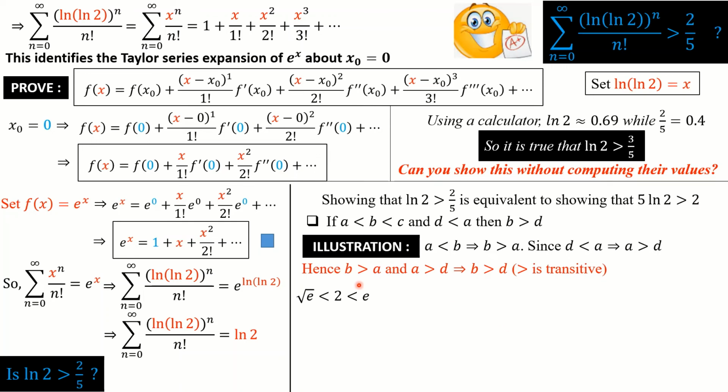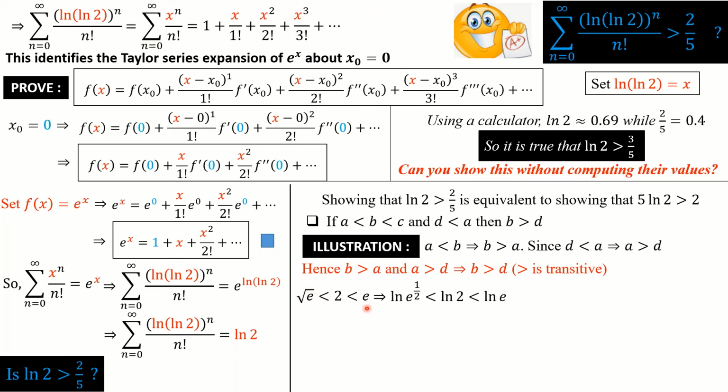We know the value of e is an approximate. e is a constant around 2.718. That's the approximate value. So 2 is less than 2.718, and when you take the square root of 2.718, you cannot get 2 again. You get something less than 2. It means that the square root of e is less than 2 and 2 is less than e.